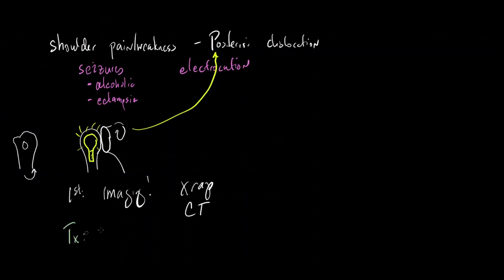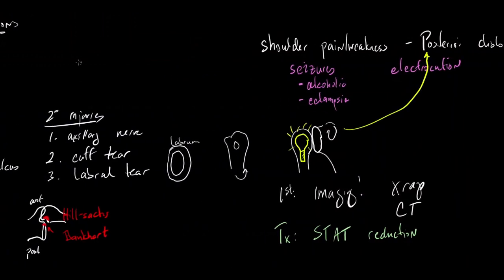The treatment, once again, stat reduction. And the same secondary injuries apply: axillary nerve lesions, cuff tears, labral tears. The only difference being the Hill-Sachs and Bankart lesions will be reversed.